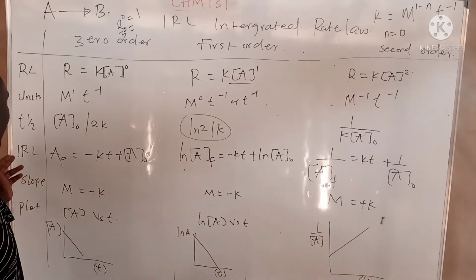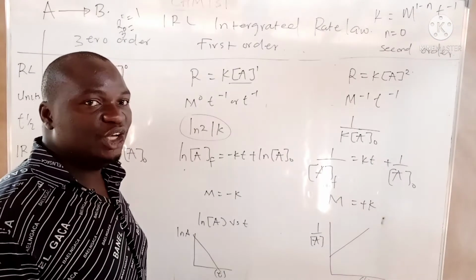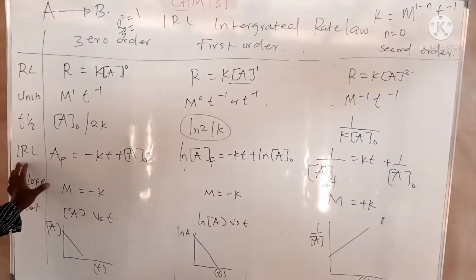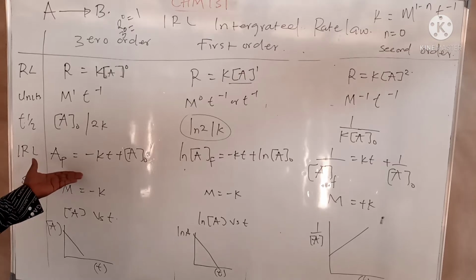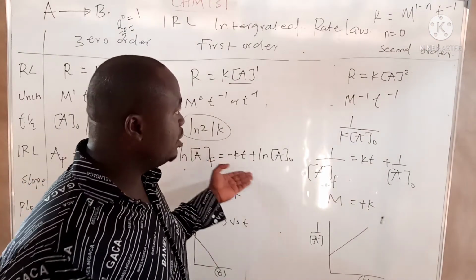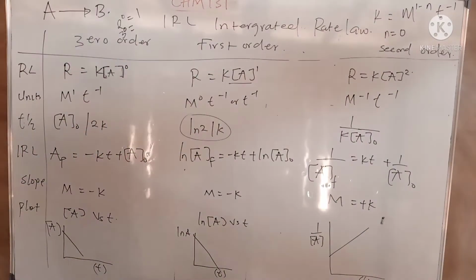Now we are into the integrated rate law. When I start solving calculations on this stuff, you will understand why I'm taking my time to explain these formulas. Now, when we talk about the first order, this is the formula for zero order. This is the formula for first order integrated rate law. This is the formula for the second order.